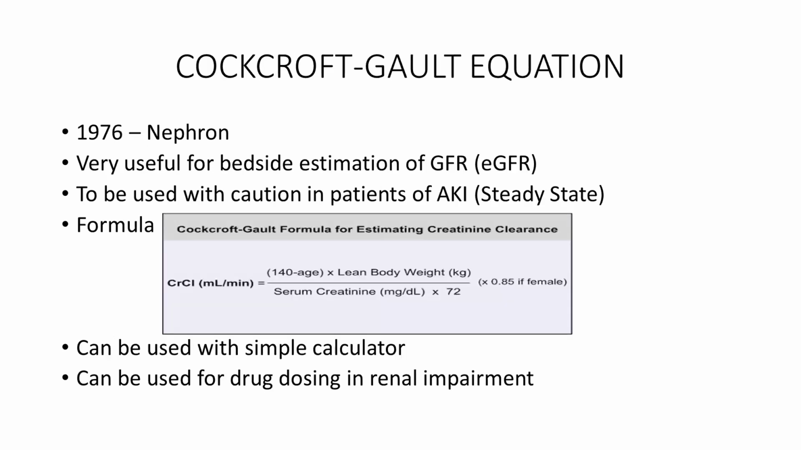Now, the Cockcroft equation was first developed in 1976, and is very useful, to be used with caution in AKI. As I already told, the standard formula is 140 minus age multiplied by weight divided by serum creatinine into 72. So you just have to know the age of the patient, his body weight, and serum creatinine, and you can calculate eGFR. It can be used with a simple calculator, and can be used in drug dosing as well.